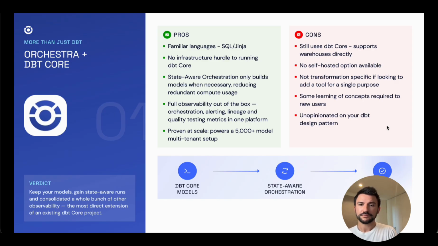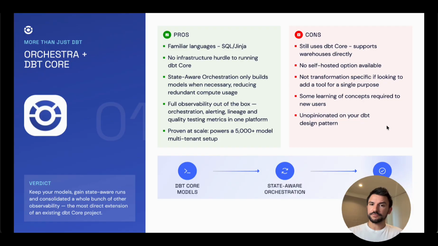It requires a little bit of onboarding because it's potentially new to some of your users, but obviously they get all the familiarity of the tools they know. They just have to connect them to Orchestra and then they get all sorts of other stuff out of the box. And finally, Orchestra is unopinionated on your kind of DBT design pattern. So as much as it's capable of handing you a lot of observability and a lot of scale, it's still down to you to design and manage that in a way that suits your projects.